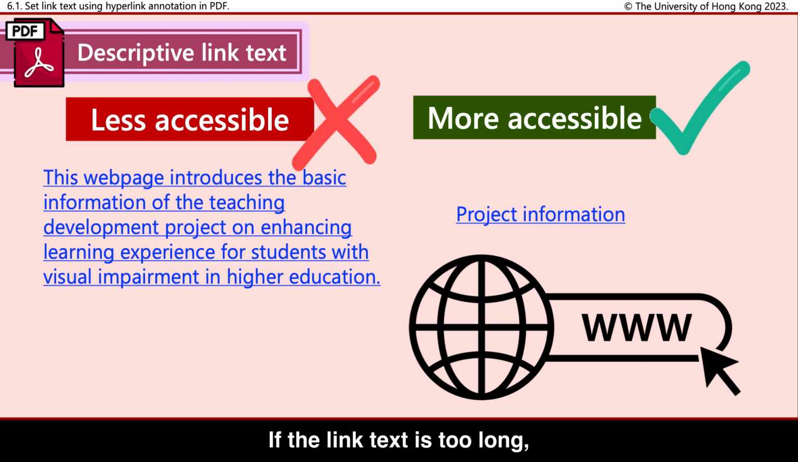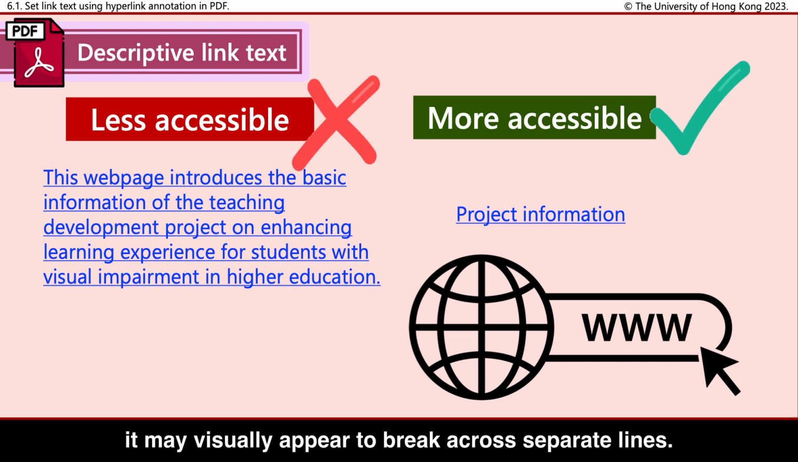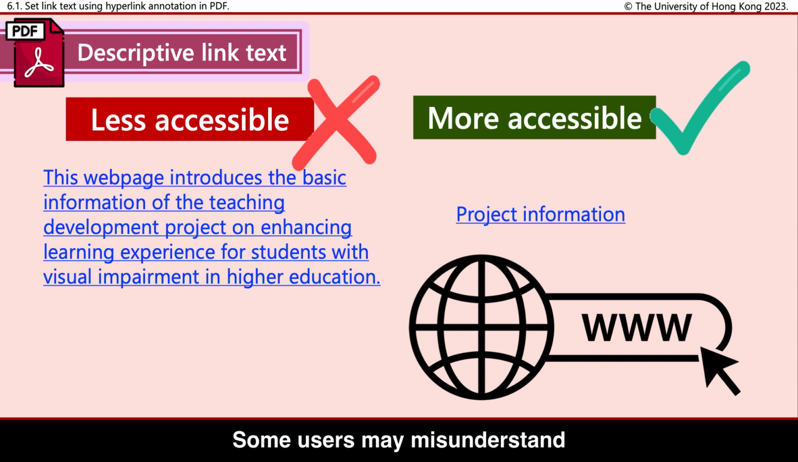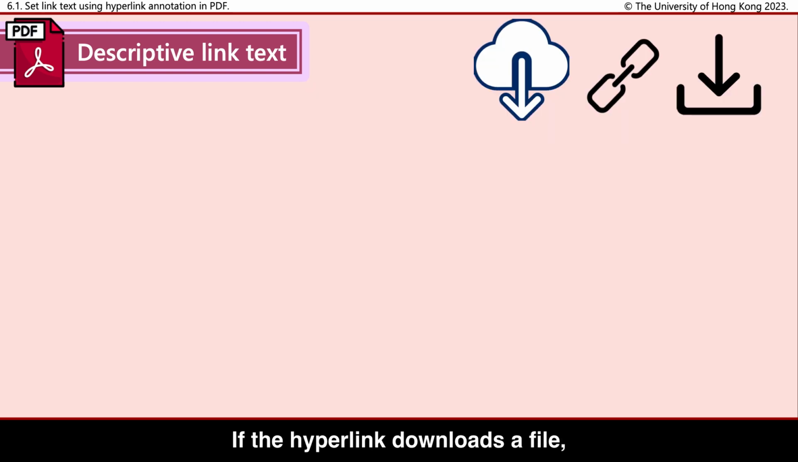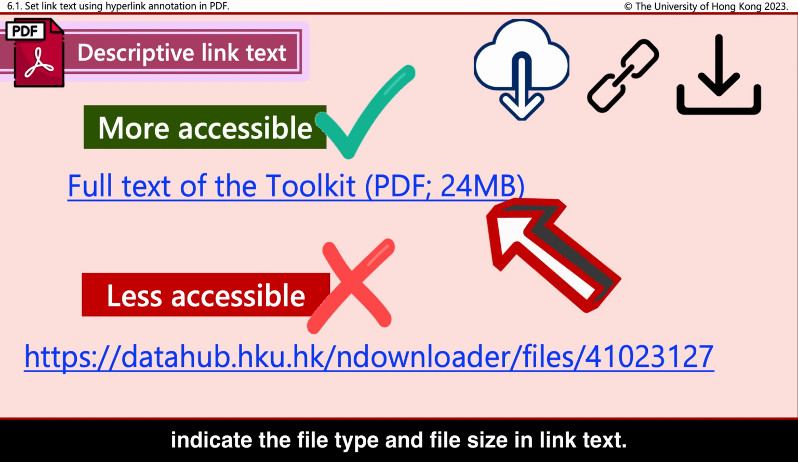If the link text is too long, it may visually appear to break across separate lines. Some users may misunderstand there are several hyperlinks. A long link text may also hinder understanding. If the hyperlink downloads a file, indicate the file type and file size in link text.